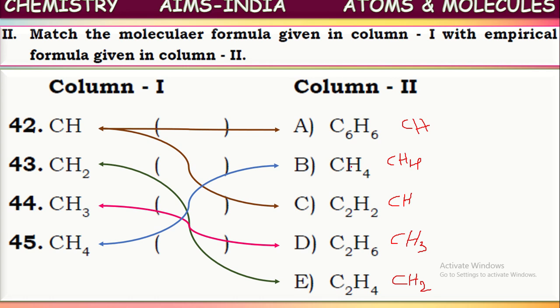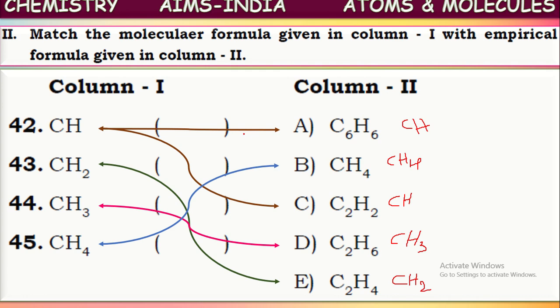CH is for two compounds, benzene and acetylene. CH2 is the empirical formula of C2H4. CH3 is the empirical formula of C2H6. CH4 is the empirical formula of methane. Directly, the molecular formula is also the same, CH4.